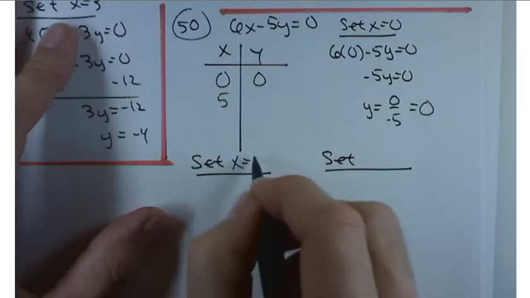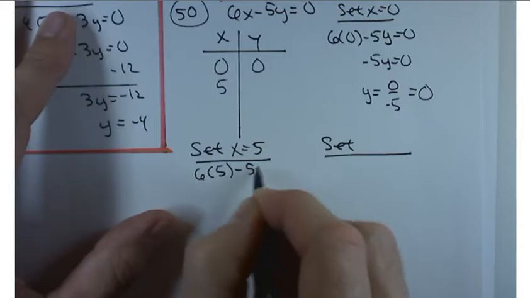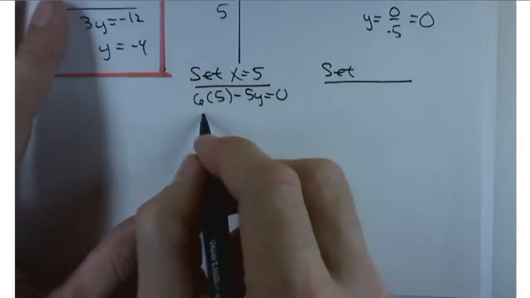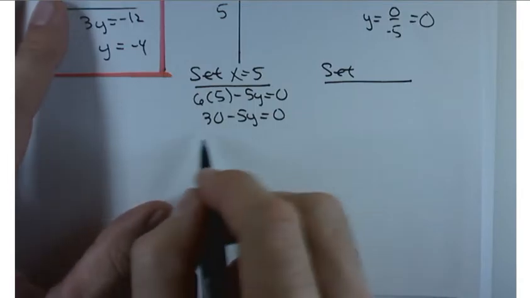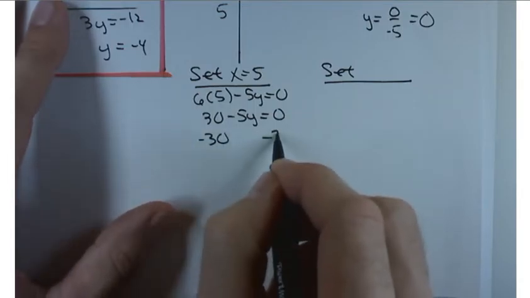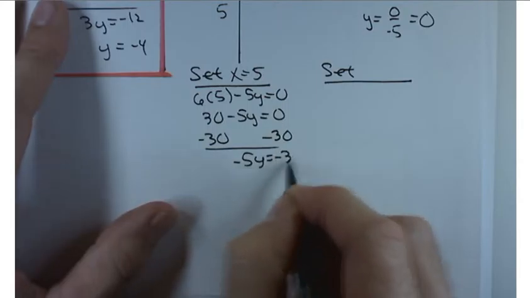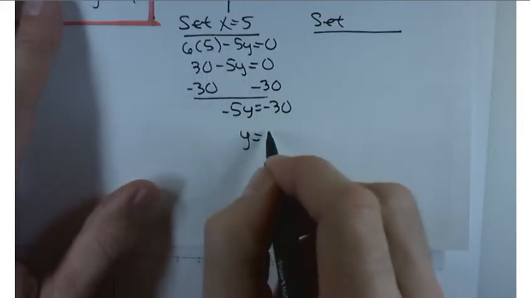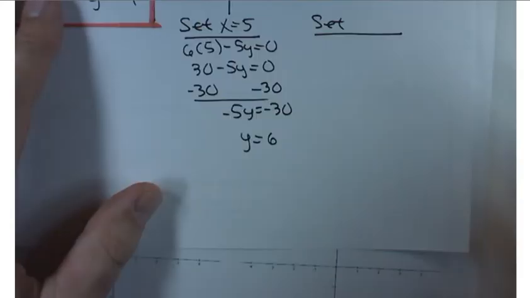6 times 5 minus 5y equals 0. So that's 30 minus 5y equals 0. If I subtract 30 from both sides, I end up with negative 5y equals negative 30. So y equals 6. So yay, 5 and 6. So that one worked out okay.